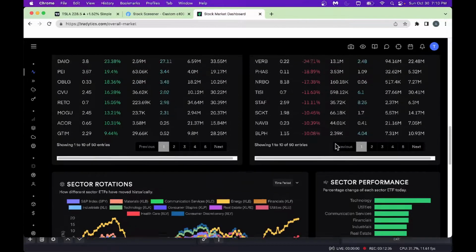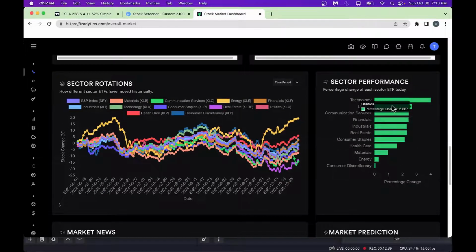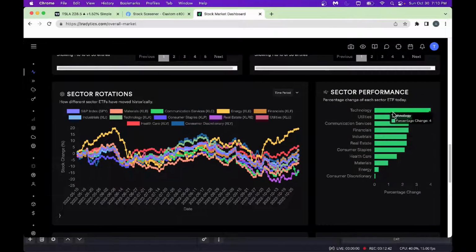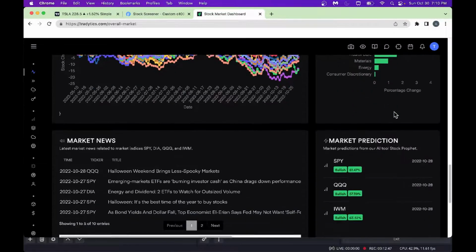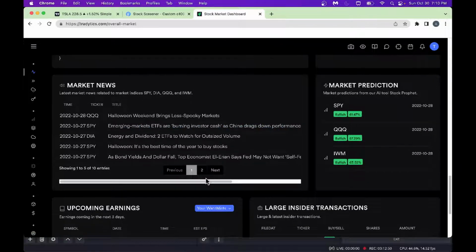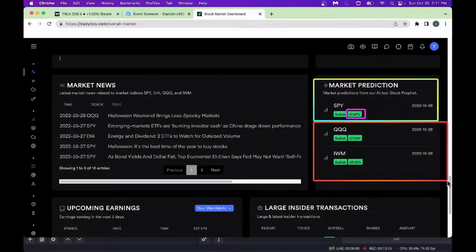All right, now we've got sector performance. As you can see here, technology did well last Friday. That's why it's on the top here. You get a good idea of what's going on from a sector rotation perspective. Then we've got good market news here, a good source. You can look at market news and look at the market prediction. On last Friday, they're predicting the market is going to go higher. That's a bullish prediction with a confidence level of 61%. They're telling you, hey, Monday the market might go up. There's a good chance, a 61% chance. And then you've got the same thing for QQQ and IWM.